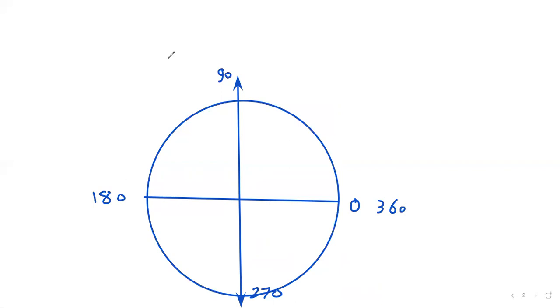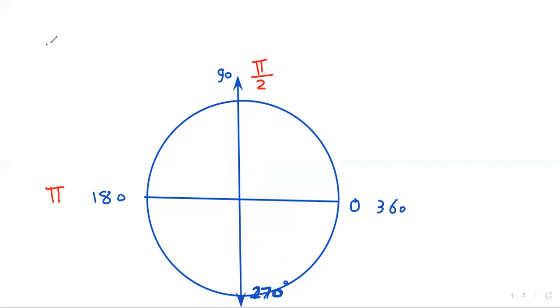You know that 180 we can write as pi in radian. You know 90 in radian equals pi over 2. And 270, if we want to write 270 in radian measure, it will be what? Do it now. 270, I want to write it in radian measure. Quickly.